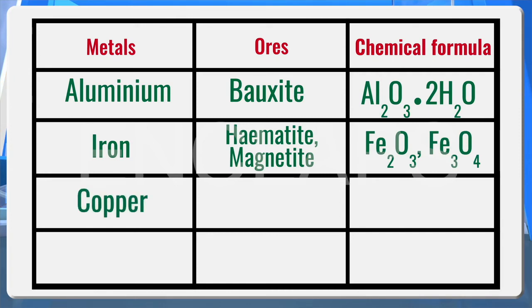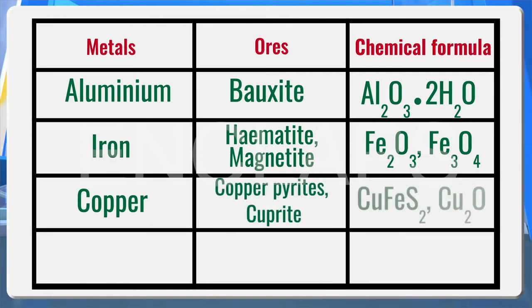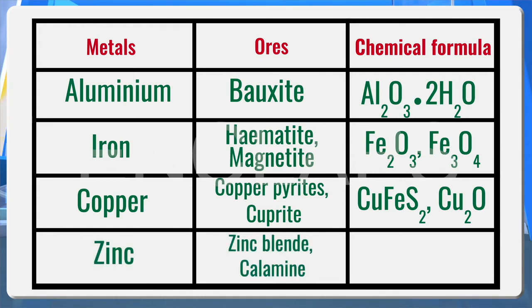The ores of copper include copper pyrites and cuprite. Chemical formula of copper pyrites is CuFeS2 and the chemical formula of cuprite is Cu2O. The last metal is zinc. The ores of zinc are zinc blende and calamine. The chemical formula of zinc blende is ZnS and the chemical formula of calamine is ZnCO3. So now, do you have a clear idea about the main ores?